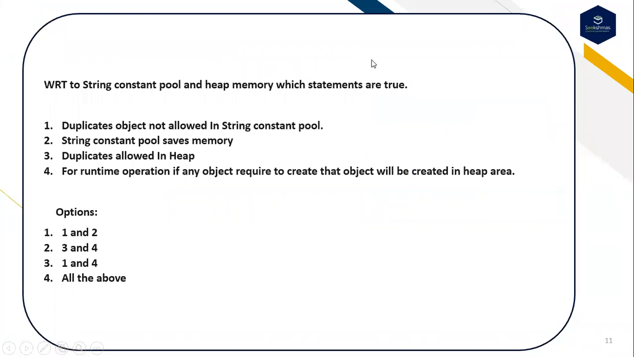And this is the next question. With respect to the string constant pool and the heap memory, which statements are true? Duplicate objects are not allowed in the string constant pool, and the string constant pool saves memory, and duplicates are allowed in heap. For a runtime operation, if any object requires creation, that object will be created in heap memory. These are all the options: 1 and 2, 3 and 4, 1 and 4, and all the above. And here the proper answer is all the above. All the statements are true, but I will explain through the slides.